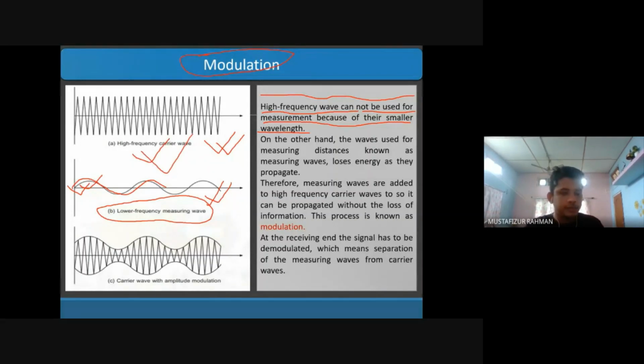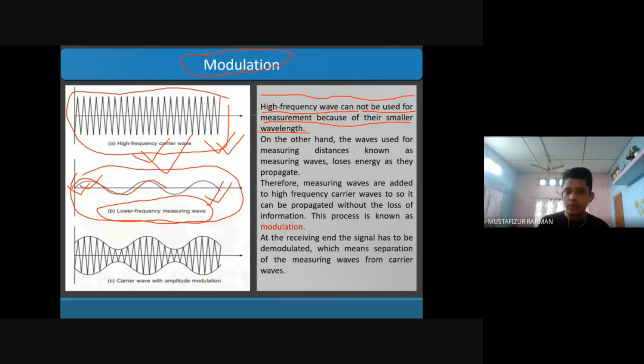One of the waves is used as the carrier wave. This high frequency wave is used as the carrier wave. So what is a carrier wave? They just carry the information, they just carry the data. The low frequency wave is the measuring wave. So it has the original data of measurement.